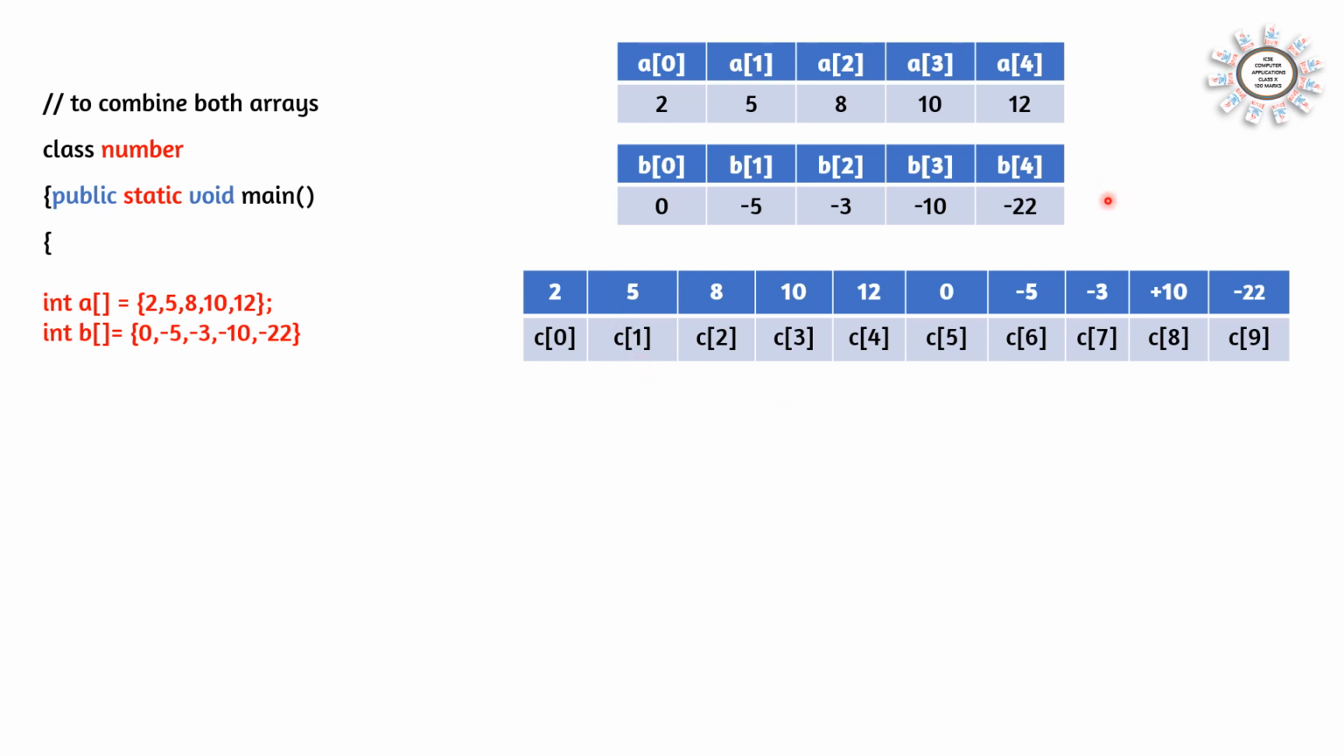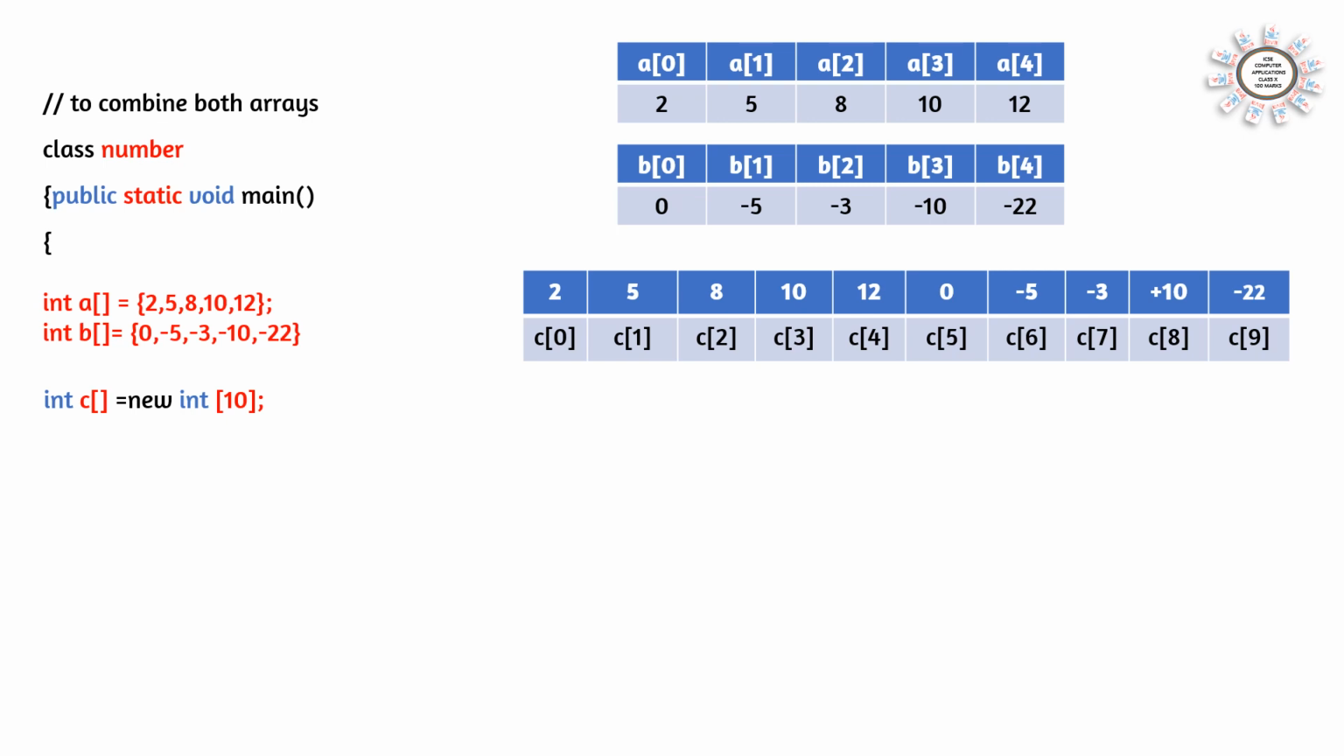So 5 plus 5, 10. That means we have to declare the third array which can store 10 numbers. So here we are declaring int C = new int[10]. And now see, the first 5 positions of array C, that means C0, C1, C2, C3 and C4, are filled with elements from array A.